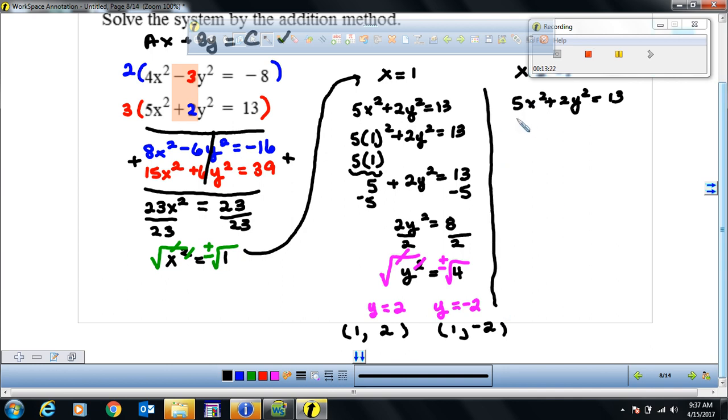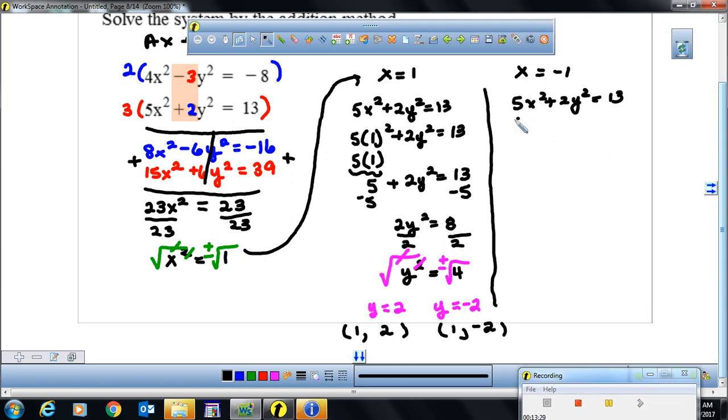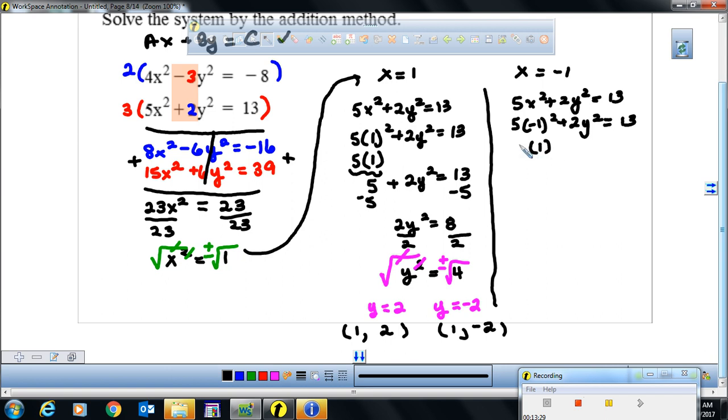Now we are going to do the same thing here, but now x is going to be equal to negative 1 on this one. So negative 1 squared is positive 1 times 5. It is still going to be 5. So we get 5 plus 2y squared equals 13. So you see that it is exactly the same thing as this. So then my solutions are basically going to be the same ones as the ones we have here. So we're going to get y equals 2 and y equals negative 2. We don't need to solve it again because it's exactly the same equation.